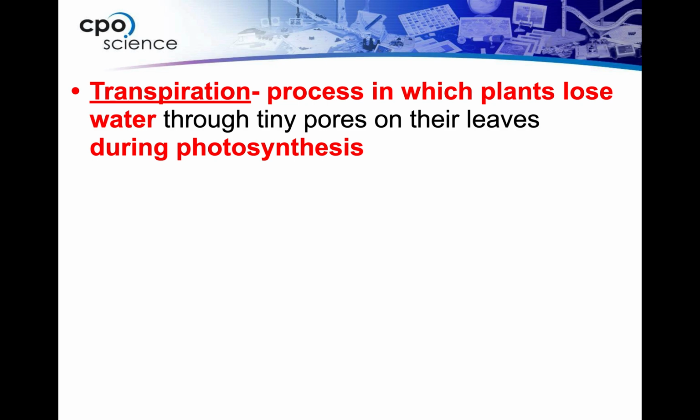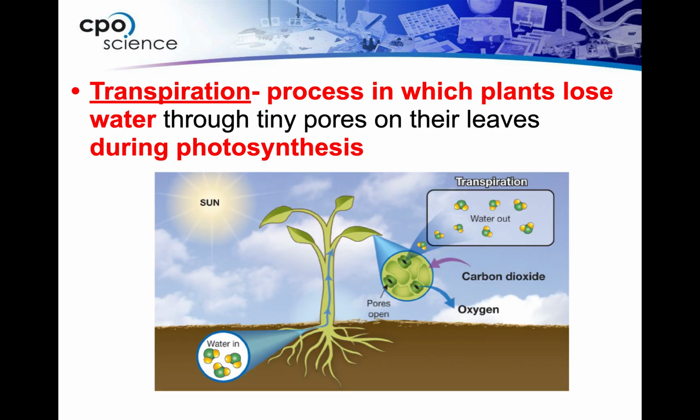Transpiration, the process in which plants lose water through tiny pores on their leaves during photosynthesis. So we may not think of the fact that plants are a part of the water cycle, but they actually are. So you've learned about photosynthesis in the past.